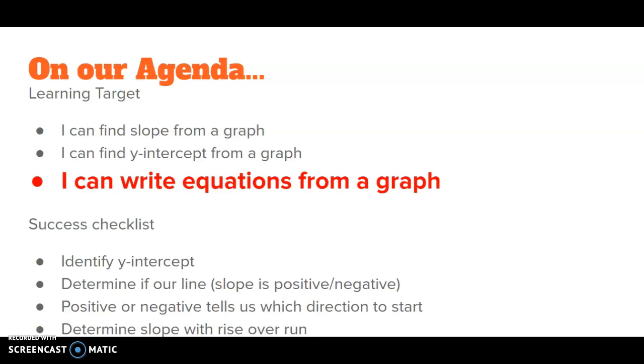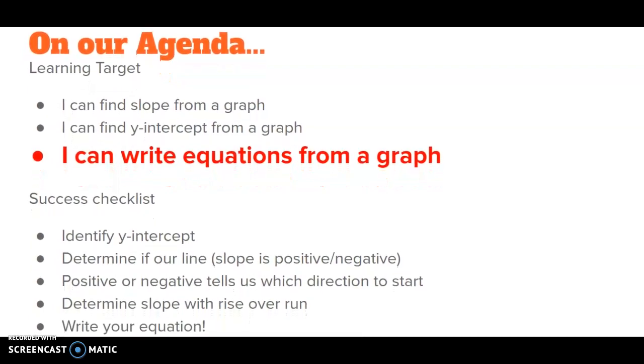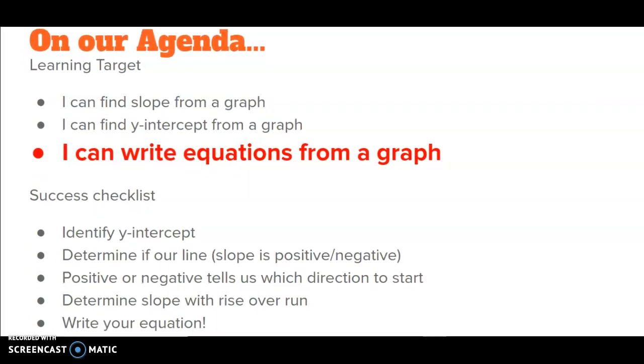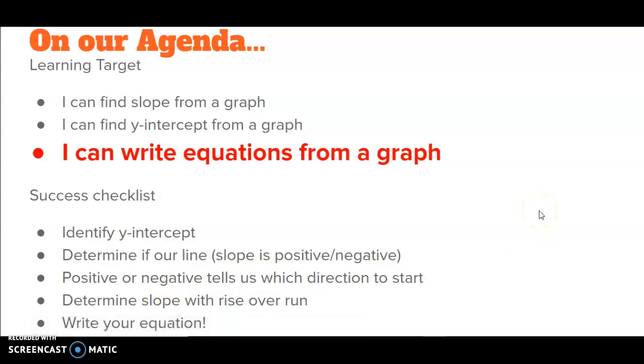The checklist is to identify what the y-intercept is first, to determine if our line is positive or negative, because that will help us know which direction to go. If it's positive or negative, it will help us determine if we'll go up and right or if we have to go down and right for our rise over run. And then our last step would be to put our m and our b into our equation and write the equation out.